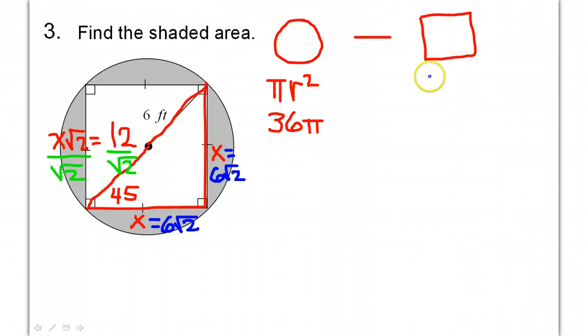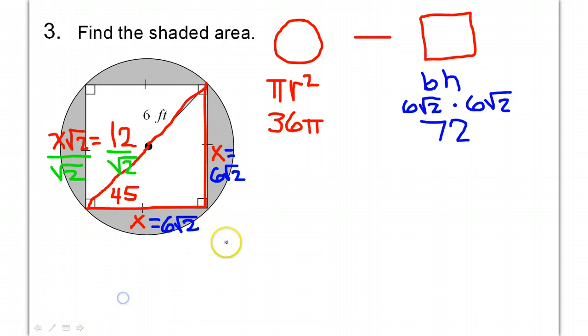Well, now I can find the area of the square, because the area of a square is length times width, or base times height. Well, the base and the height are both 6 radical 2 like we just found. So that means I'm going to be doing 6 radical 2 times 6 radical 2. And that turns out to be 72.